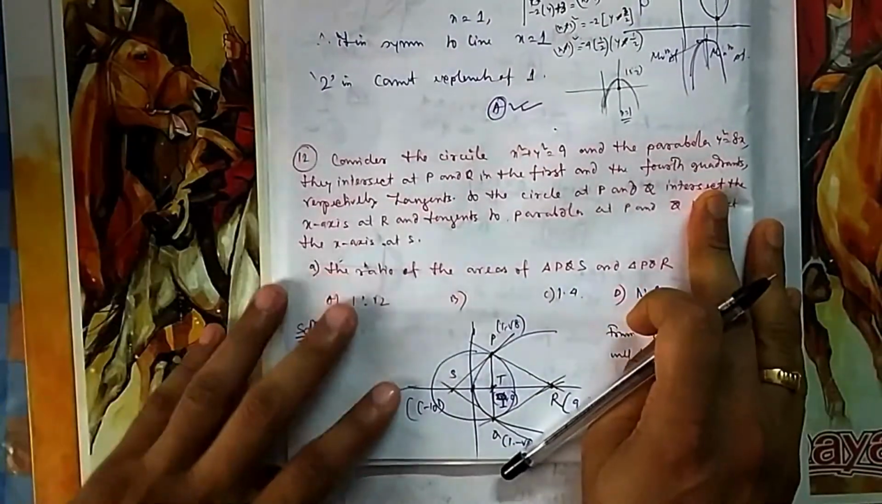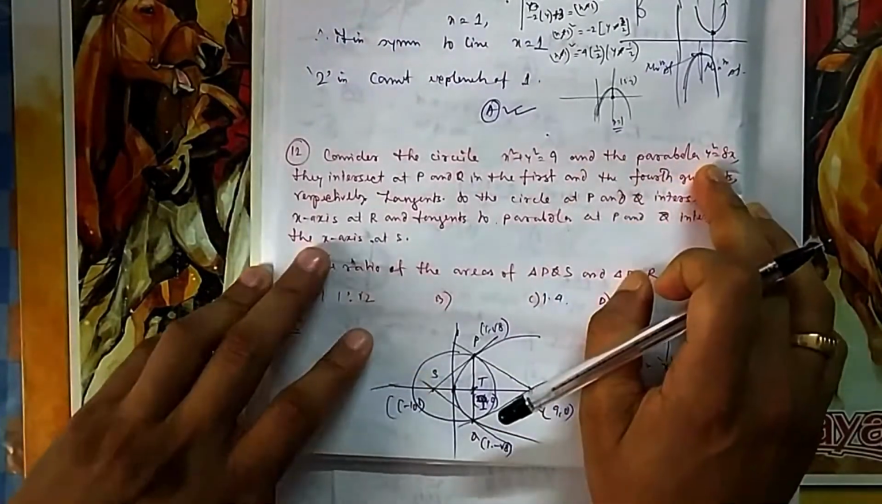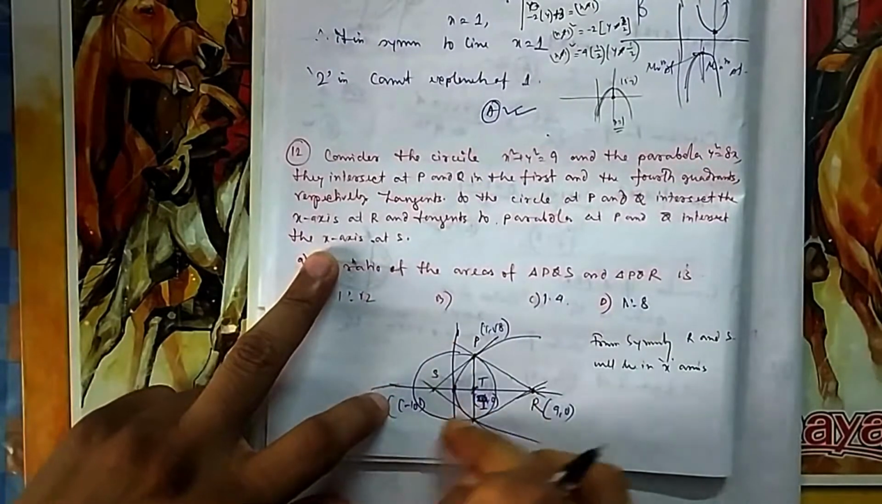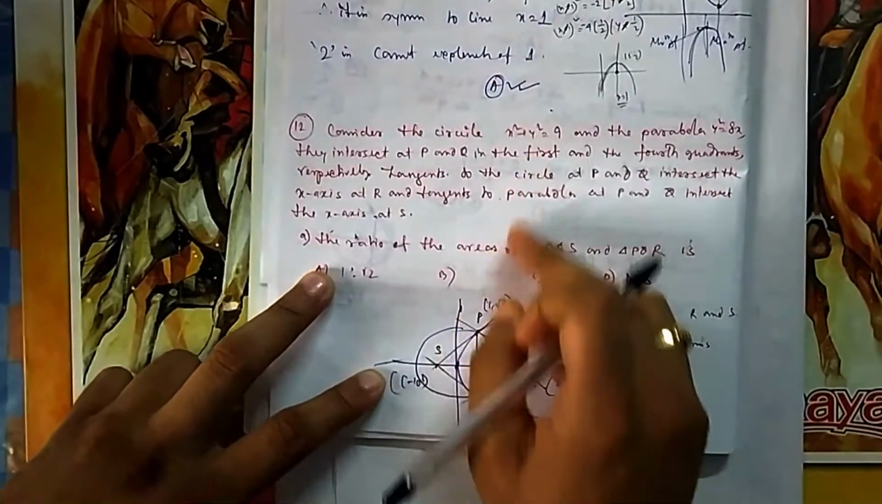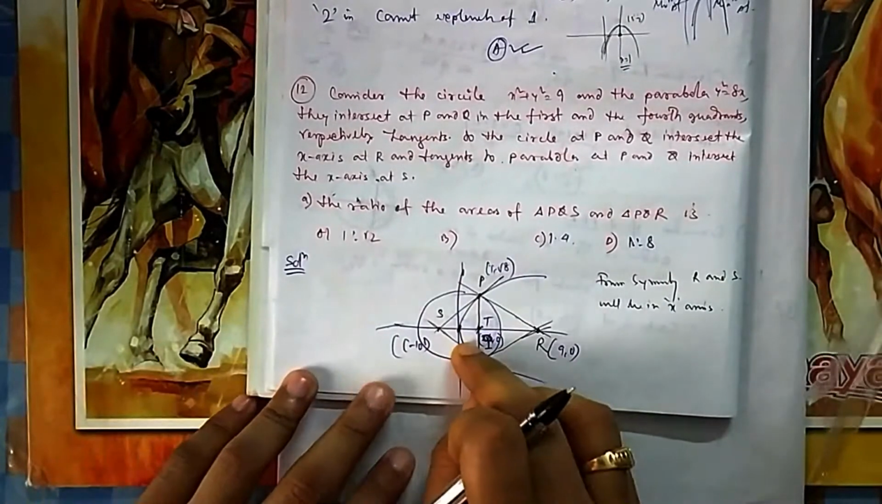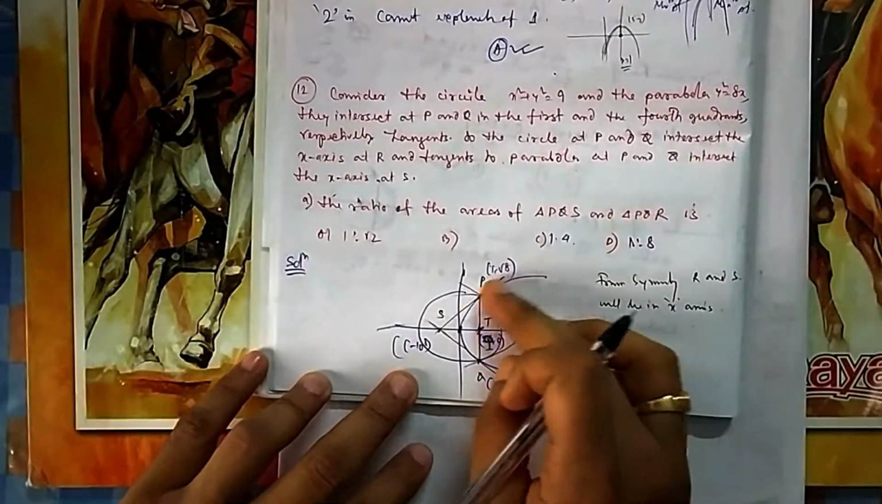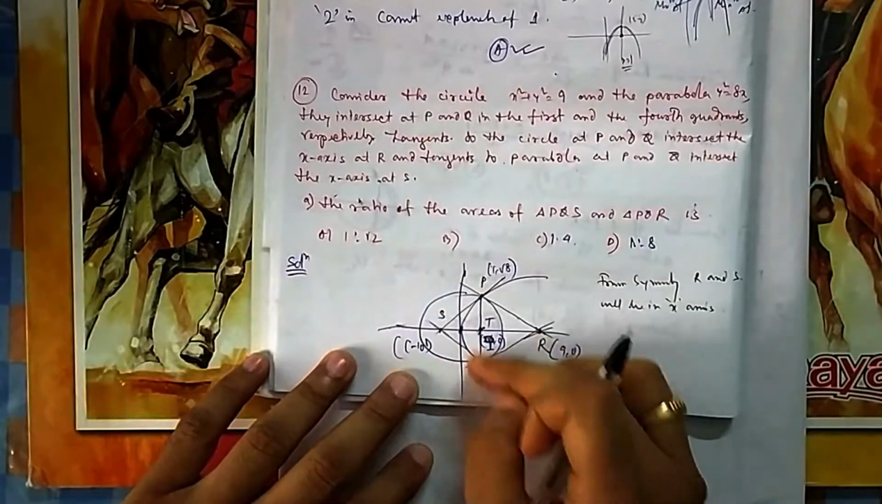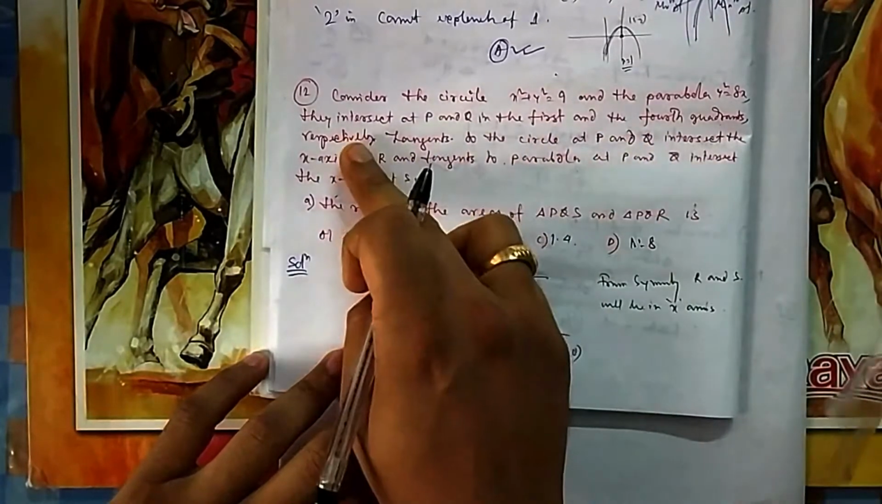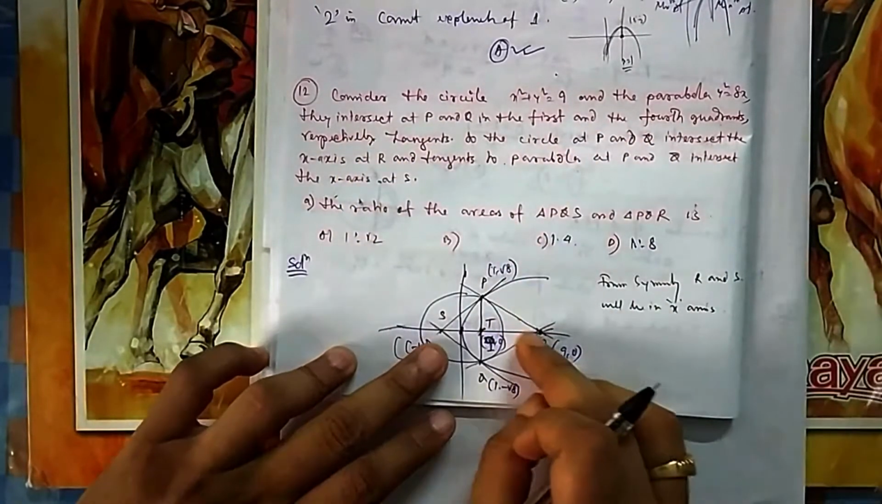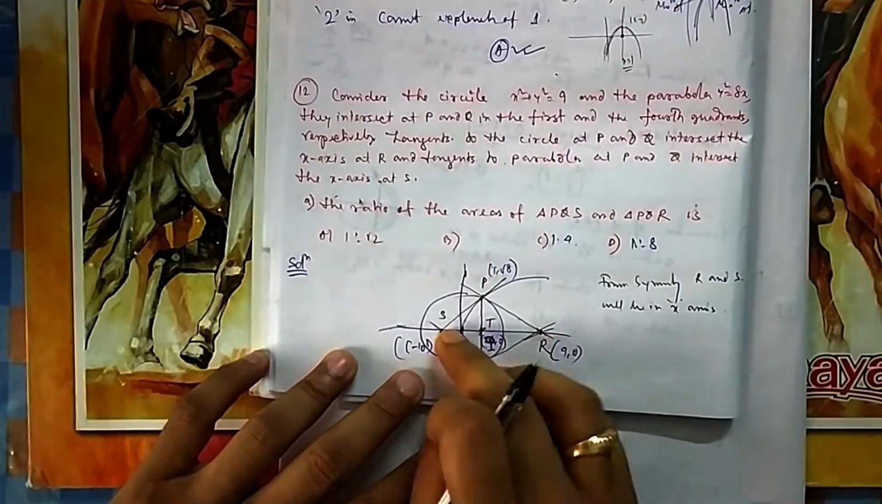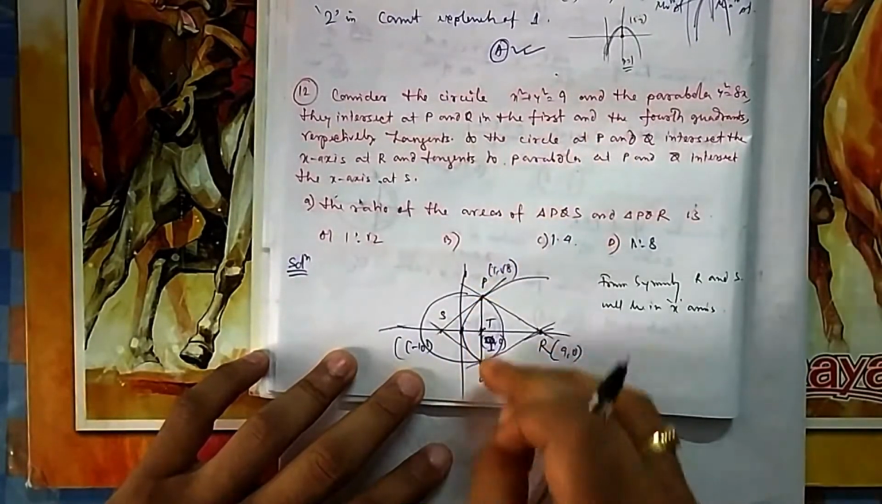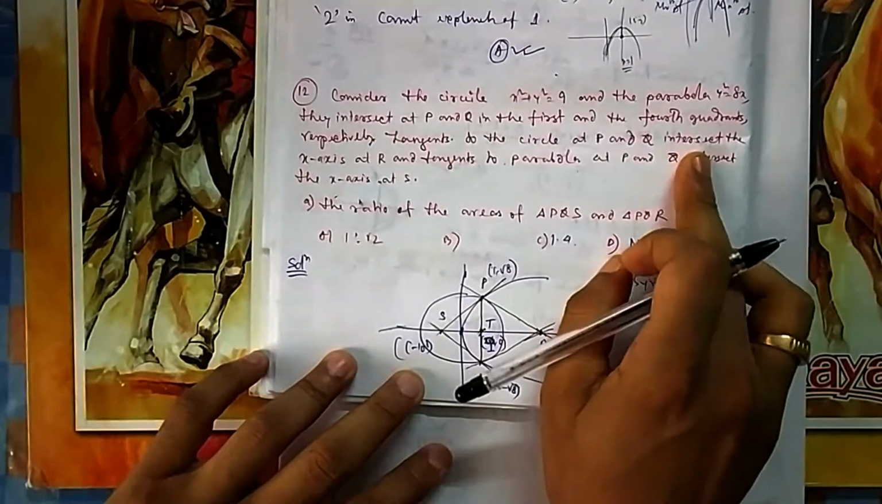Now if you come to 12, consider this circle and the parabola. The circle is x square plus y square equal to 3 square, that is a circle centered at the origin with radius 3. The parabola is y square equal to 8x. They intersect at P and Q, in the first and the fourth quadrant respectively. This is P, this is first and fourth.